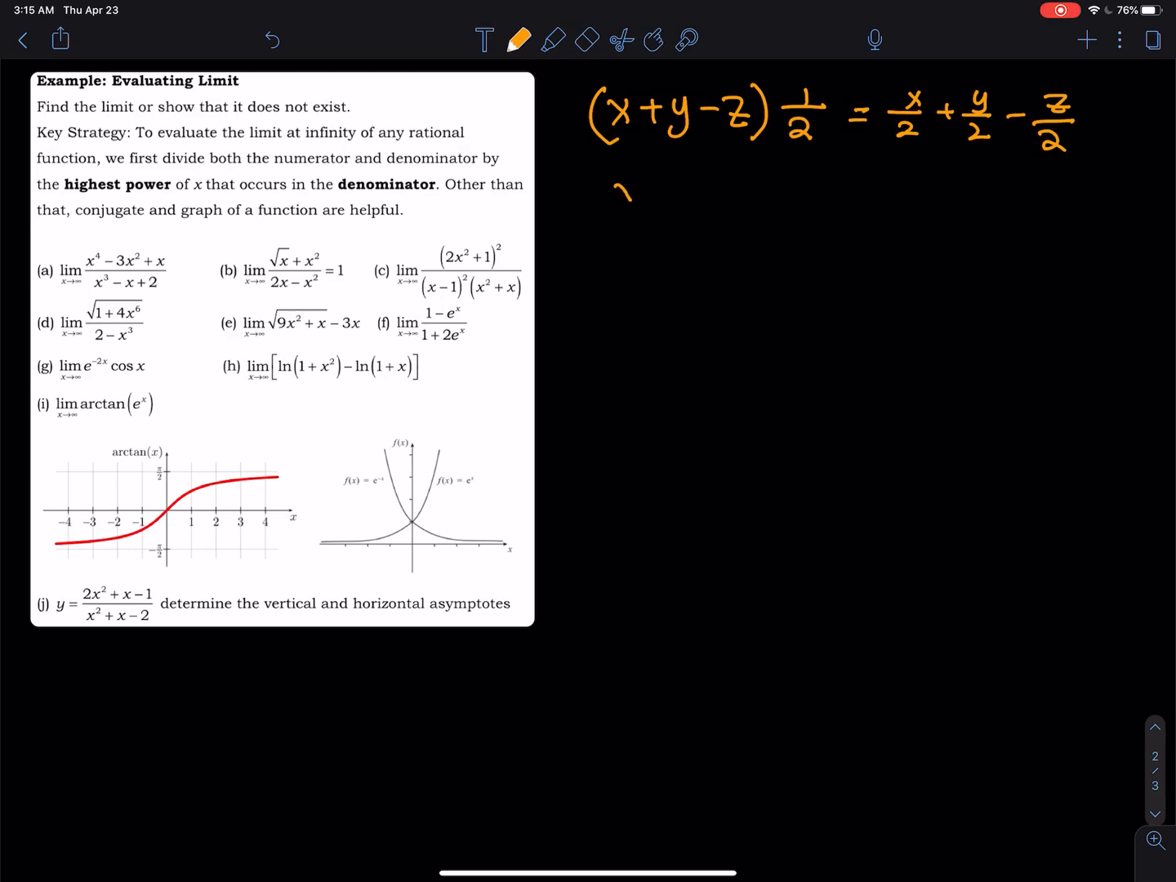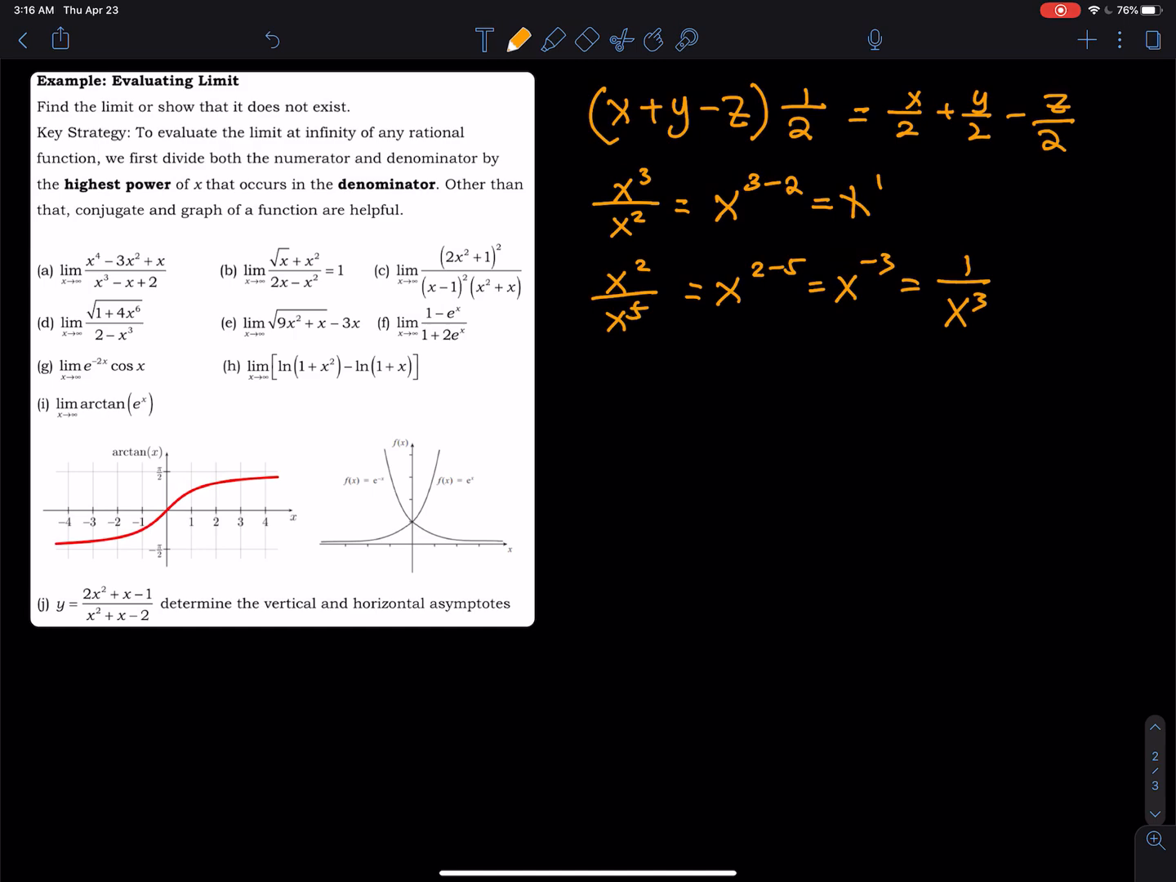Let's say I have x to the third divided by x squared. What is that equal to? That equals x to the 3 minus 2, which equals x to the first, right? What if I have x to the second divided by x to the fifth? That will be x to the 2 minus 5, which equals x to the negative 3. That is 1 divided by x to the third, right?